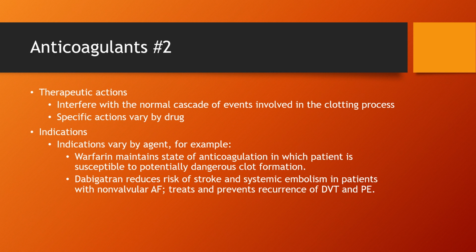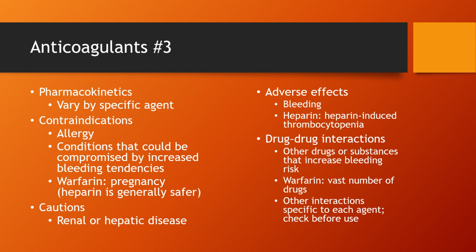They may come in the hospital on heparin and then transfer over to a PO form of an anticoagulant. Dabigatran reduces risk of stroke and systemic embolism in patients with non-valvular AFib, and it also treats and prevents recurrence of DVT and PEs as well. Pharmacokinetics, again, vary by specific agent.